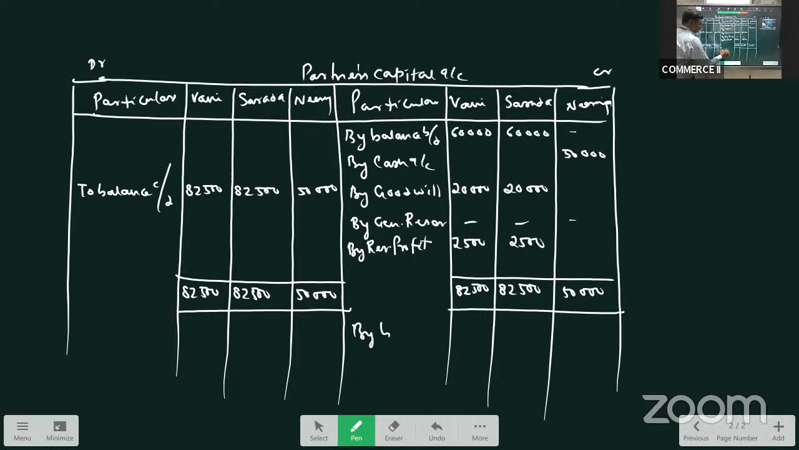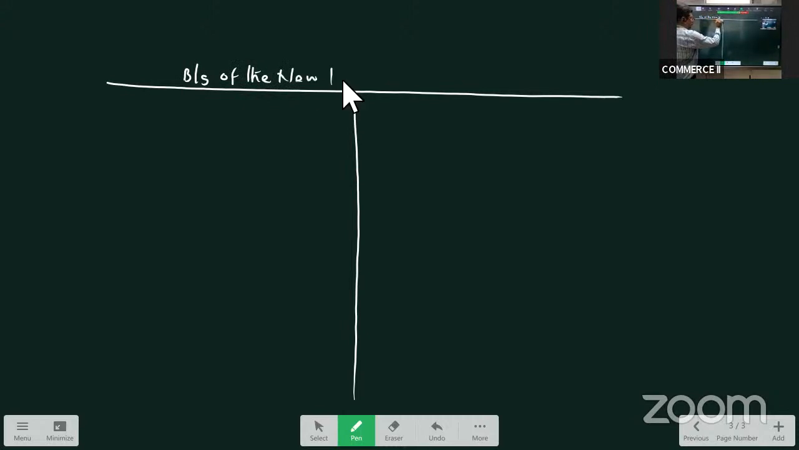By balance brought down. Done. Okay. Now let us prepare the balance sheet. When we prepare the balance sheet, I always tell, prepare it in the same sequence as given in the question. Balance sheet of the new firm as on.